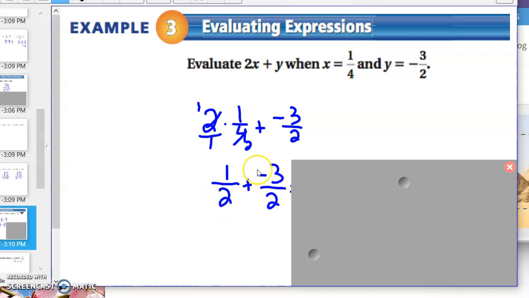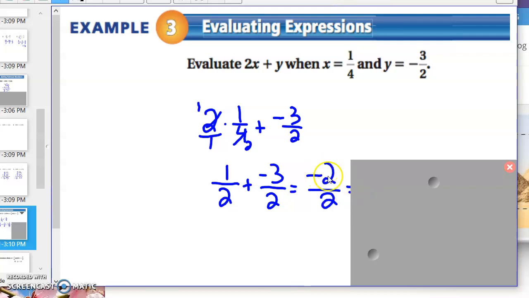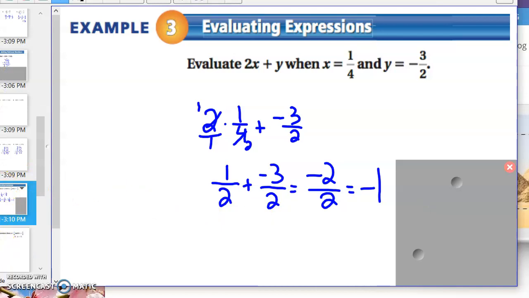These have a common denominator, so I follow the rules. Same signs, add and keep, different signs, subtract. So 3 minus 1 would be 2, but I used the sign with the bigger number, so it would be negative 2 over 2, which simplifies to just be negative 1.